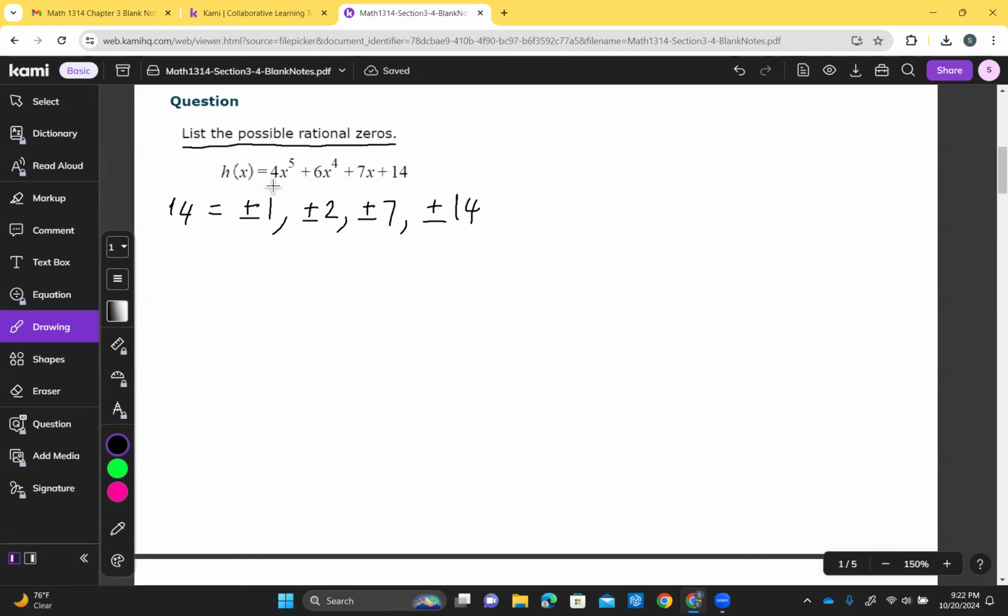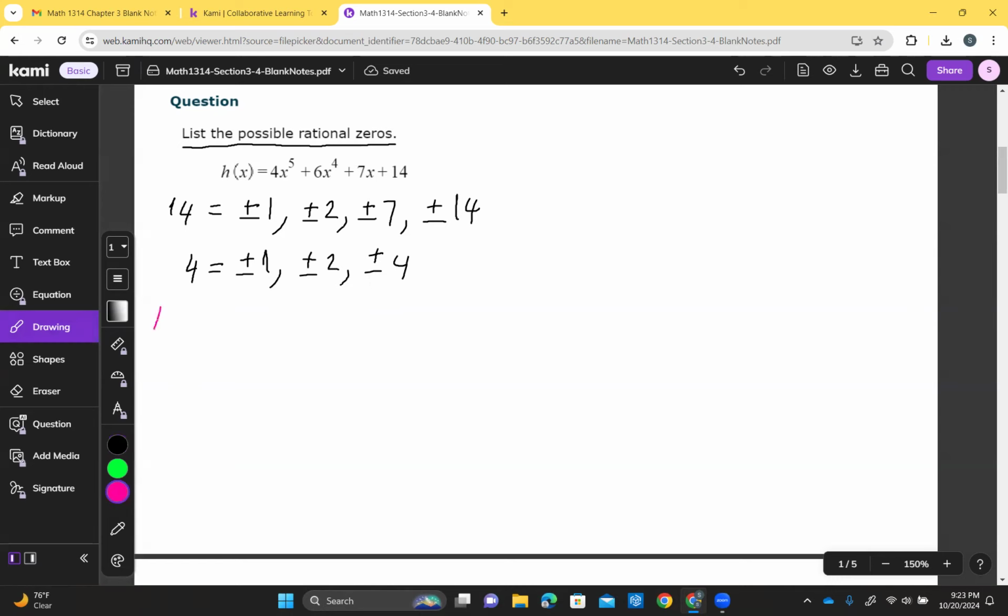This time, the leading coefficient, which is the number in front of the biggest exponent, is 4, and that is the other number I need to find the factors of. So you always find your leading term, the greatest exponent and the number in front of it. For 4, I can divide 4 by 1, I can divide 4 by 2, and I can divide 4 by 4. So there are 3 factors of 4.